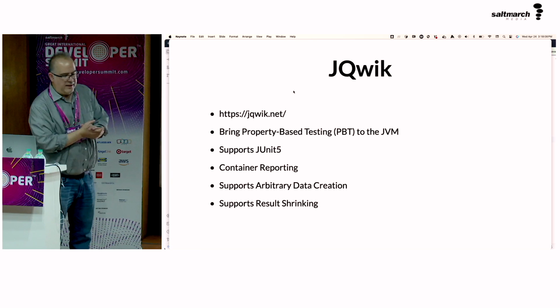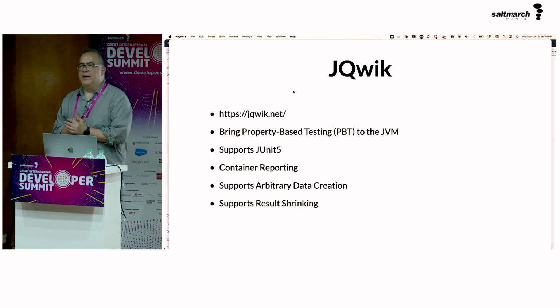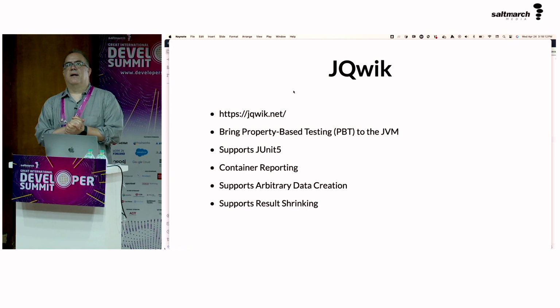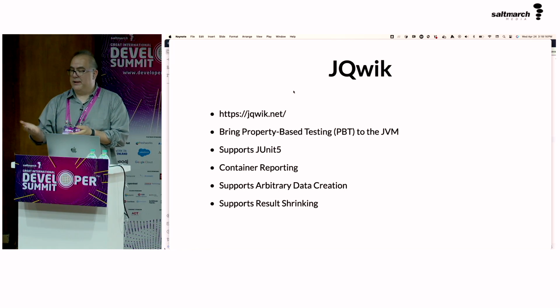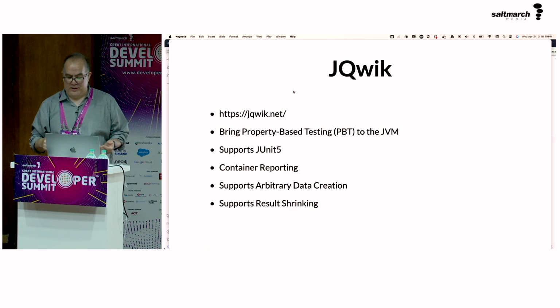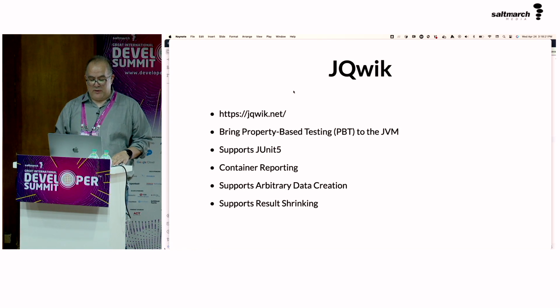So jqwik is the Java-based one. This comes from Haskell. I've been using this in Scala, and now it's available in Java. Supports JUnit 5.